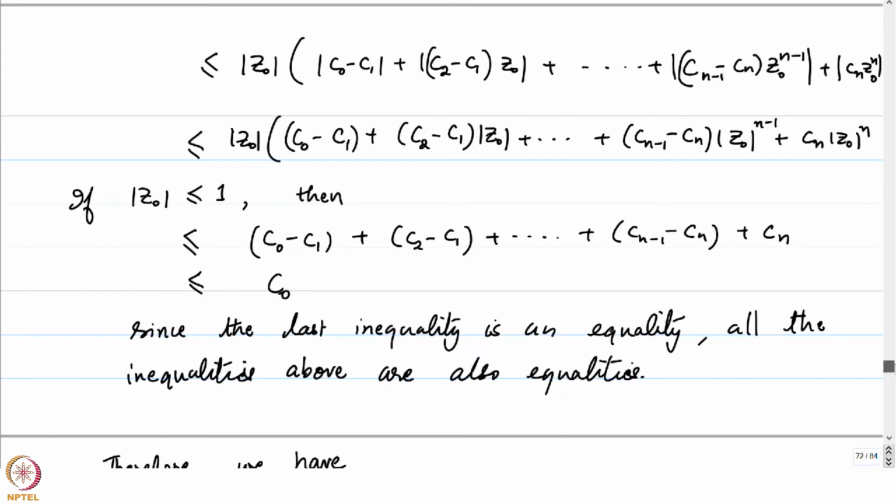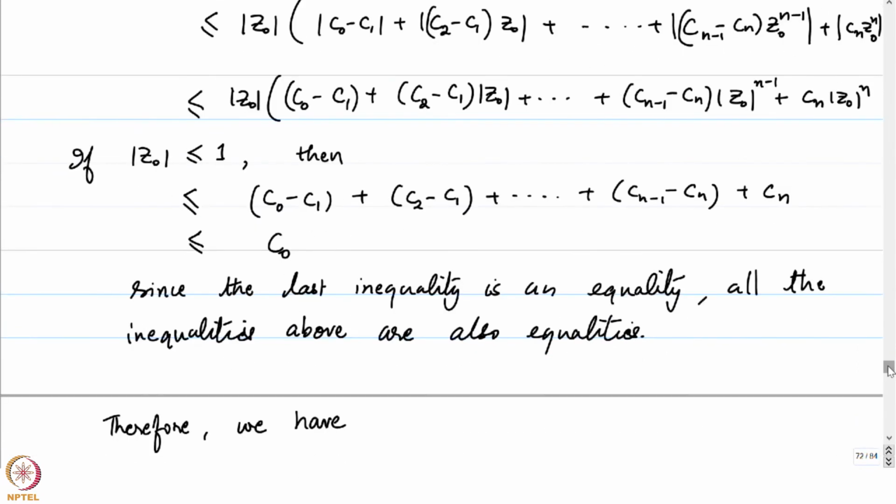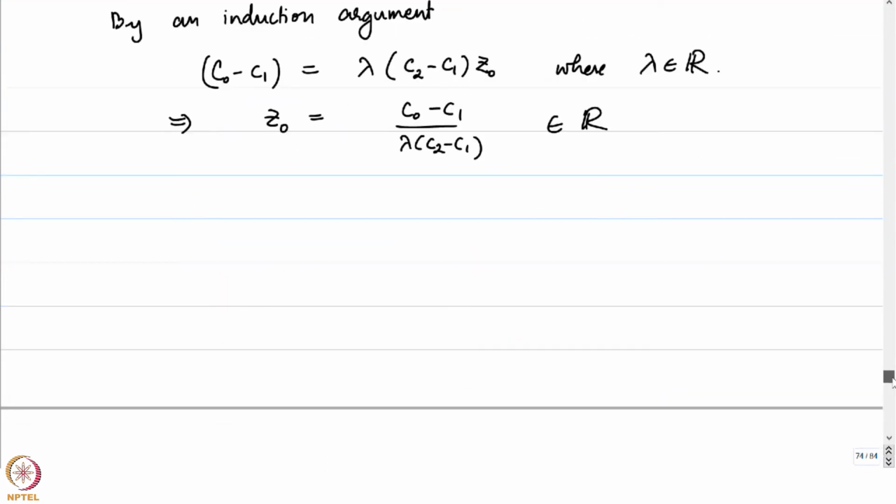So let's go back to what happened. We have assumed that the absolute value of Z0 is less than or equal to 1. Then we have proved that Z0 should necessarily be a real number. But we are still not through. We have to show that there is some contradiction which might come up even now, because it cannot have absolute value less than or equal to 1. That's what we have to prove, right? Okay, so what will we do next?